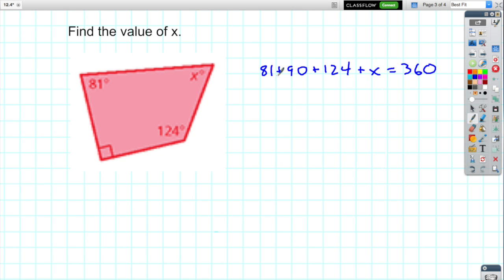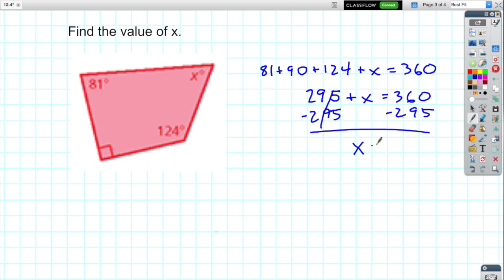So let's see, 81 plus 90 plus 124 is 295, plus x equals 360. Solve the equation by subtracting 295 from both sides. So x equals 65 degrees. So this angle right here is 65 degrees.